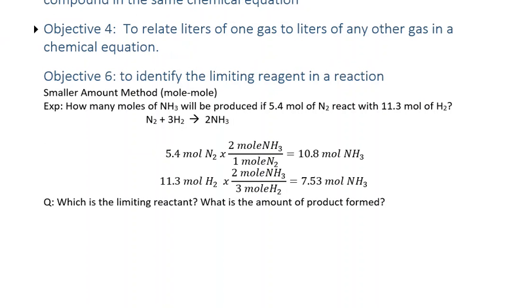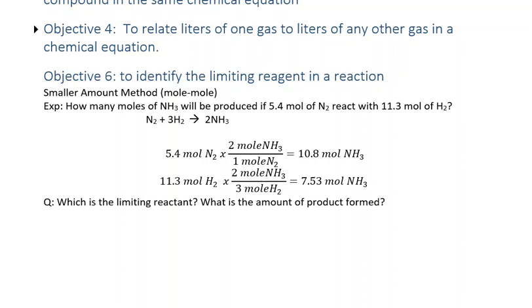Solving the same exact problem a little different way, we would do it this way. We're going to look at the formula, and we're going to say that for every 1 mole of nitrogen, I need 3 moles of hydrogen. So I'm going to start off with 5.4 moles of nitrogen. I'm just going to put 5.4 right there. How many moles of hydrogen would I need for that? Well, I would need 3 times 5.4. I take that 3 times 5.4, and I come up with 16.2 moles of hydrogen.